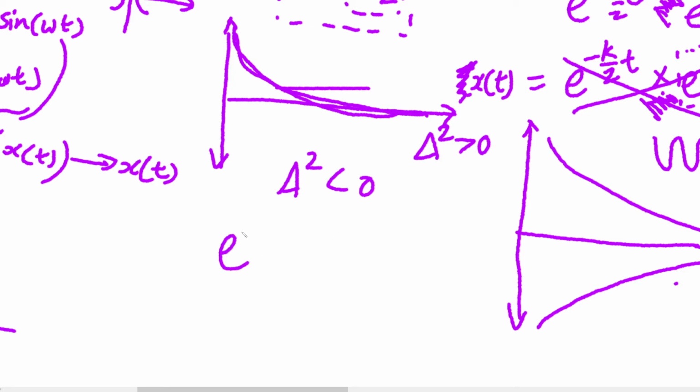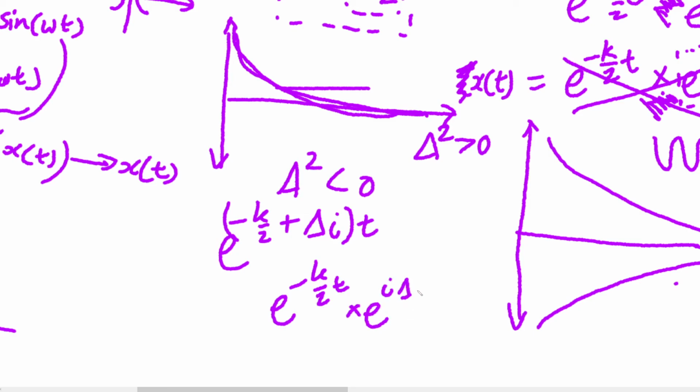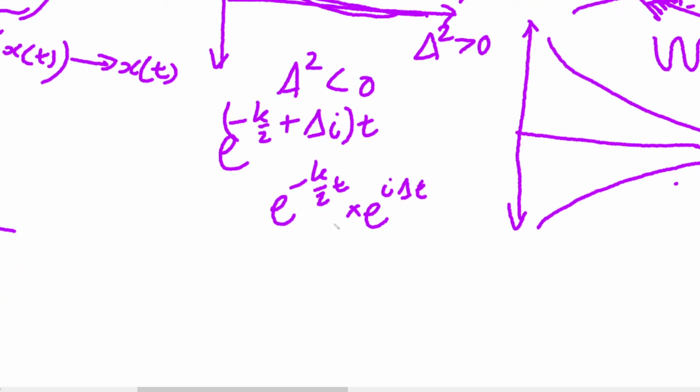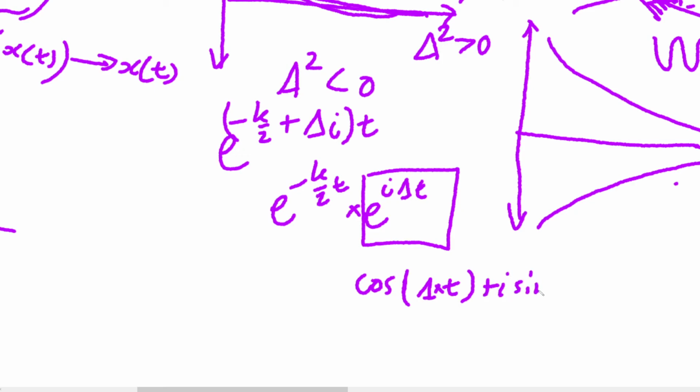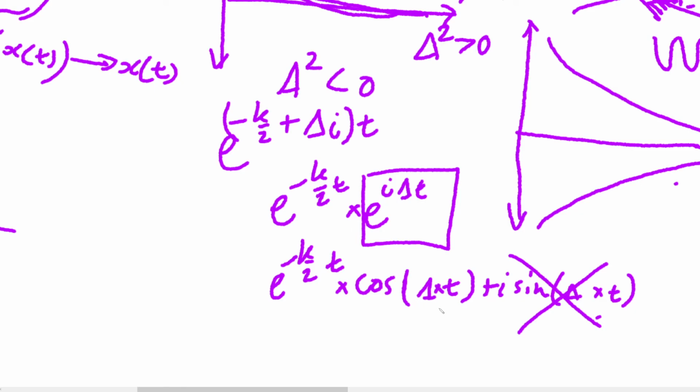you'll have that e to the, what's it called? e to the minus k over 2 plus delta i t, which is e to the minus k over 2 t multiplied by e to the minus i delta t, where this becomes cos plus i sine, so sort of cos delta times t plus i sine delta times t, where we ignore the imaginary part of it because we consider imaginary motion non-existent, and then we get e to the minus k over 2 t times cos delta times t.